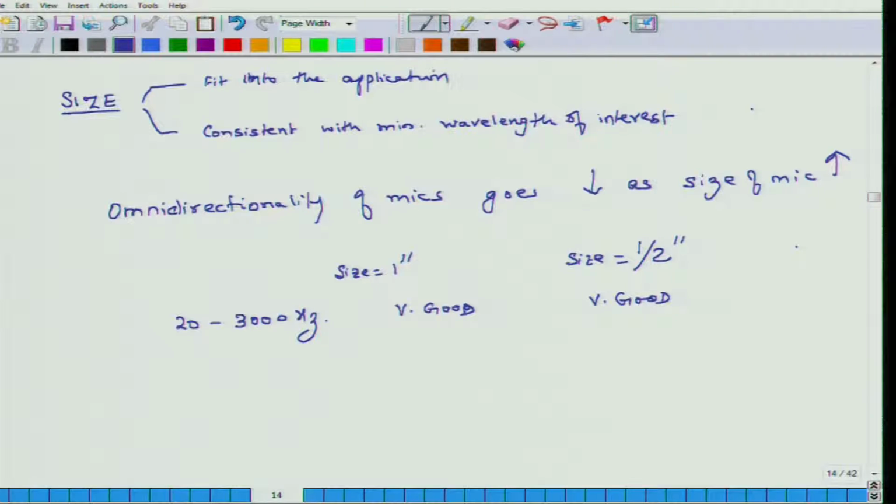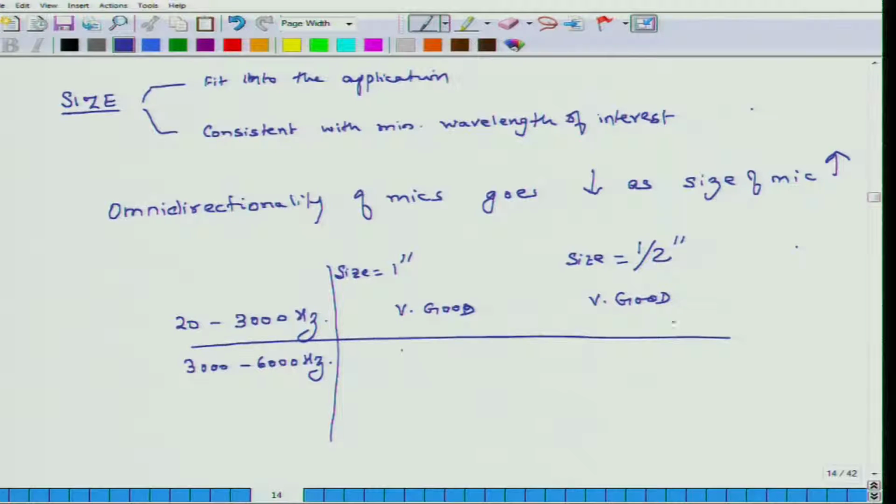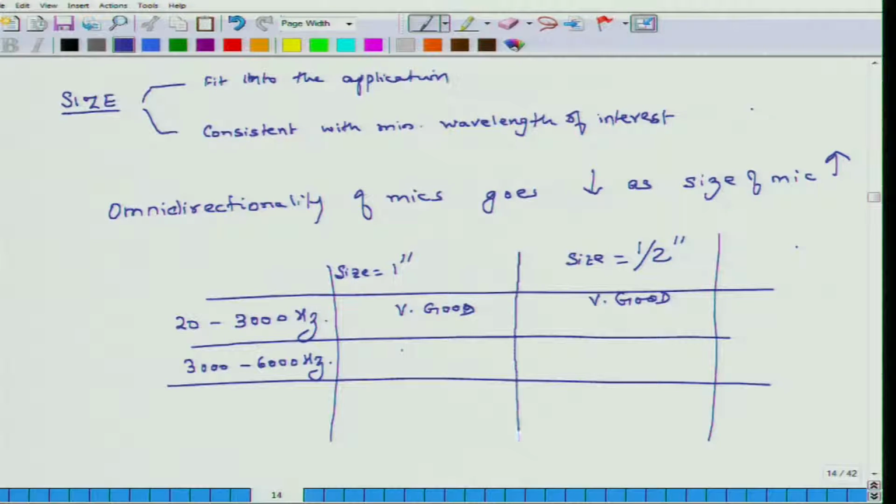For both the 1 inch and half inch microphone, from 3 to 6000 hertz, the omnidirectionality will be okay. It may not be great, but it will be okay, and this will be good.